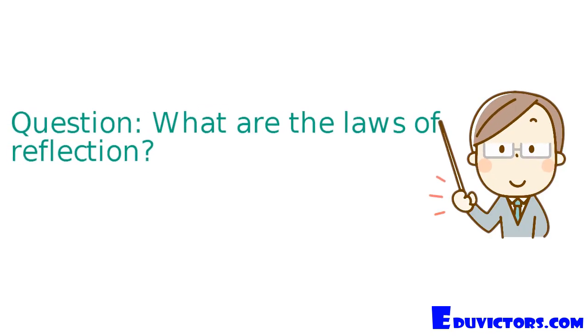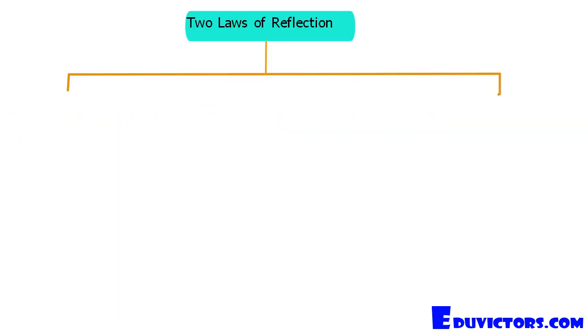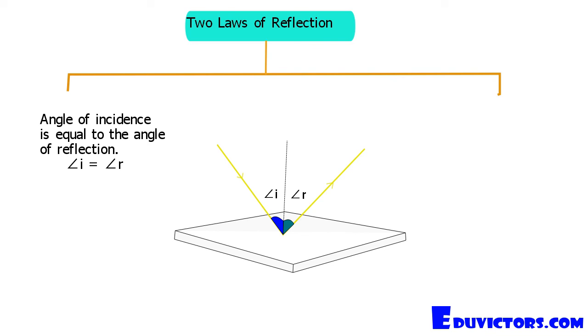What are the laws of reflection? The reflection at a surface obeys the following two laws, which are called laws of reflection. The angle of incidence is equal to the angle of reflection.